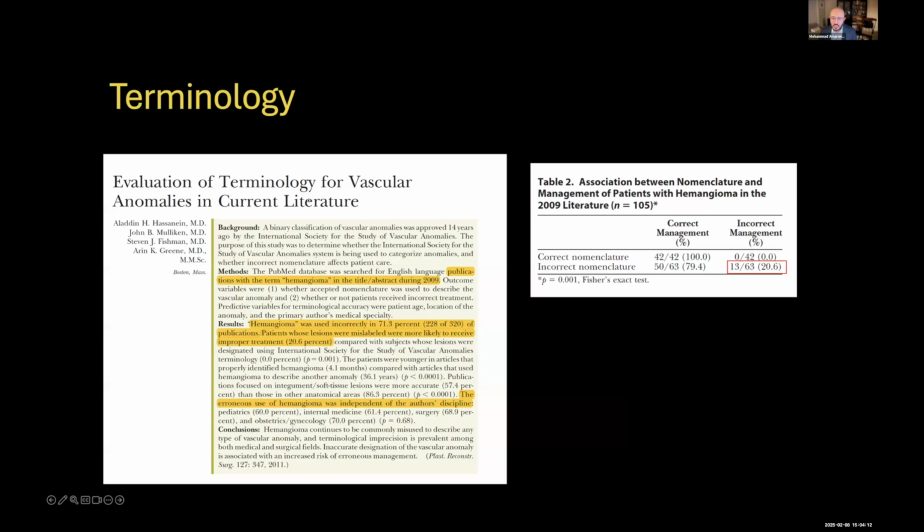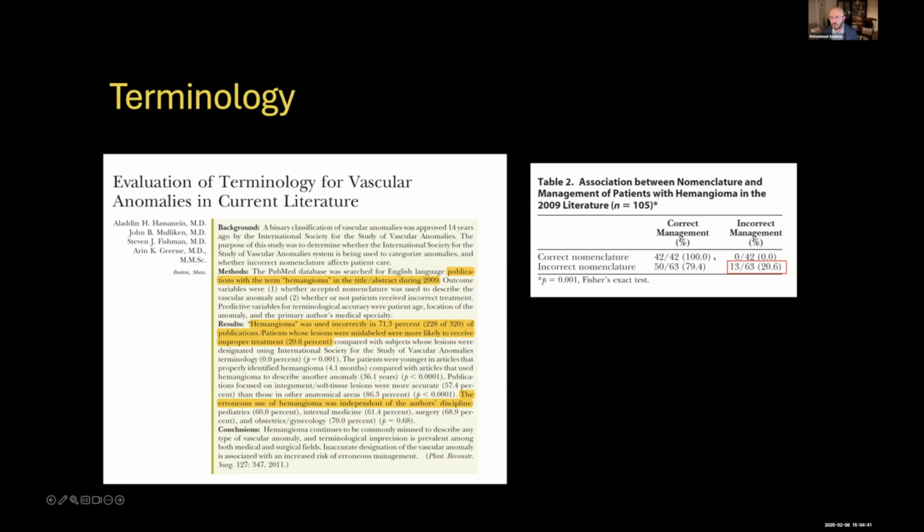And terminology continues to be a problem even today, even after all the studies and the publications, the work that has been done. The literature continues to use incorrect terminology. And this is a study that Dr. Mulliken and his group did. They looked at all the publications that used the term hemangioma in 2009, and they found that the term hemangioma was used incorrectly in 71%. This is literature, this is not clinical practice.